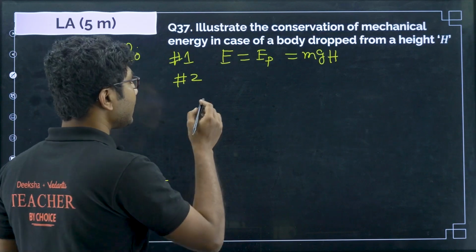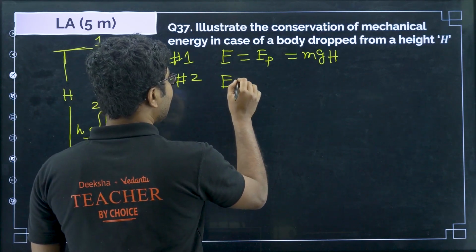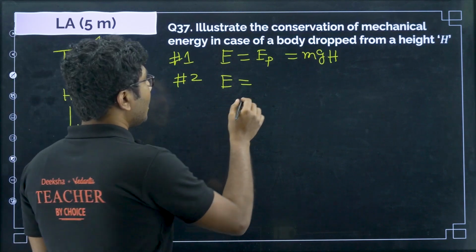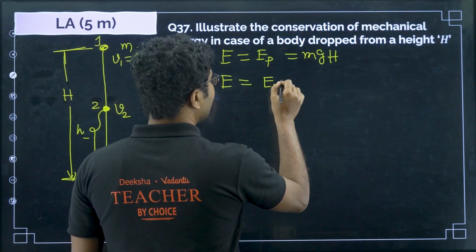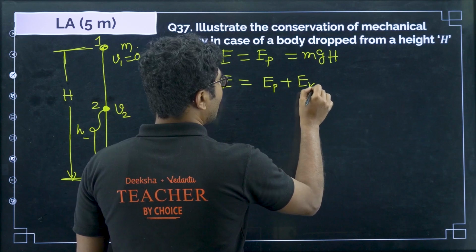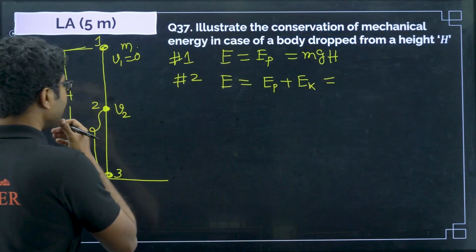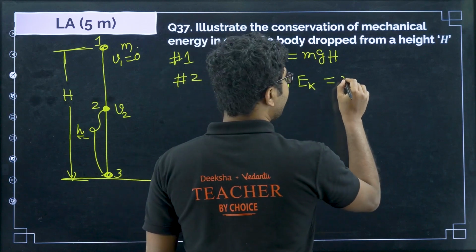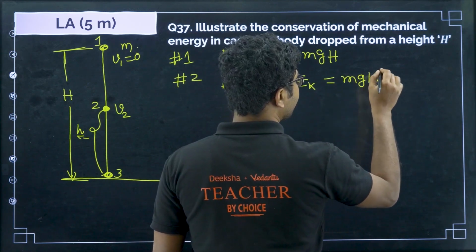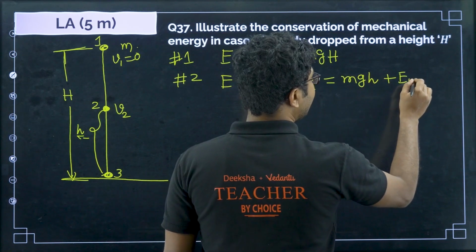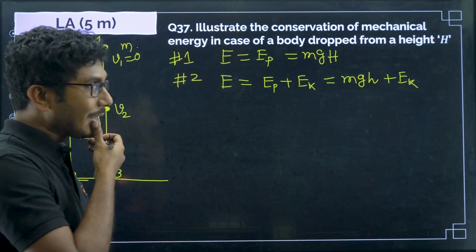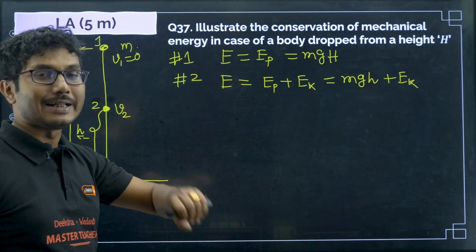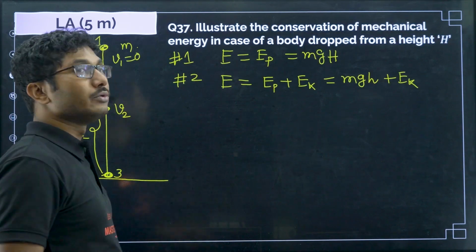First of all, total energy is basically given by potential energy plus kinetic energy. Potential energy is easy to figure out, because the height is small h, so it will be mgh plus Ek. Now Ek you need to calculate. That is the main thing that you have to do in the entire derivation, the Ek at the second stage. How to do that?